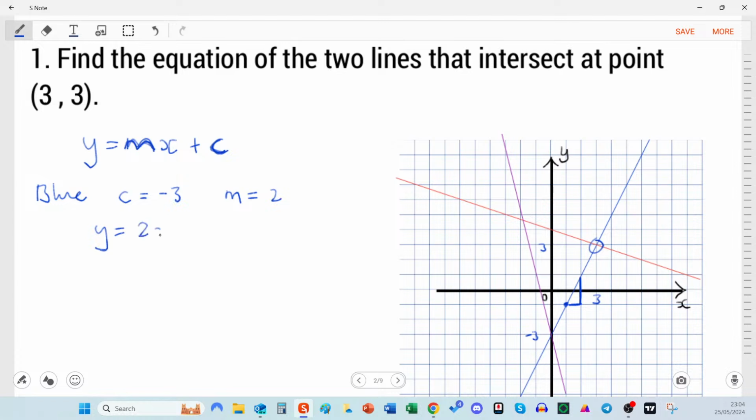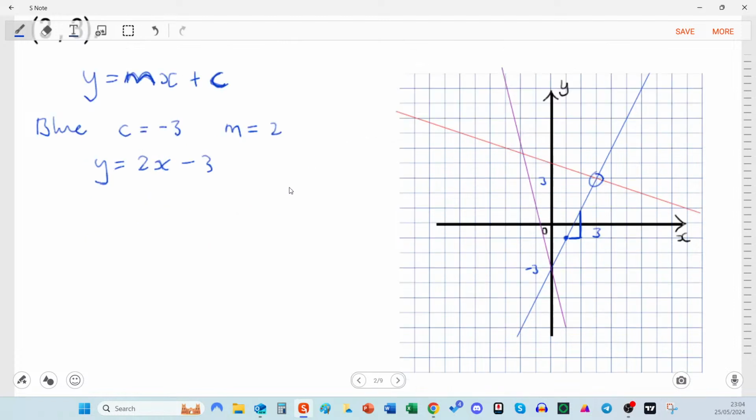Why do you do this? What is this skill? This skill is being able to sketch quadratics. So you're picking up on the key characteristics.